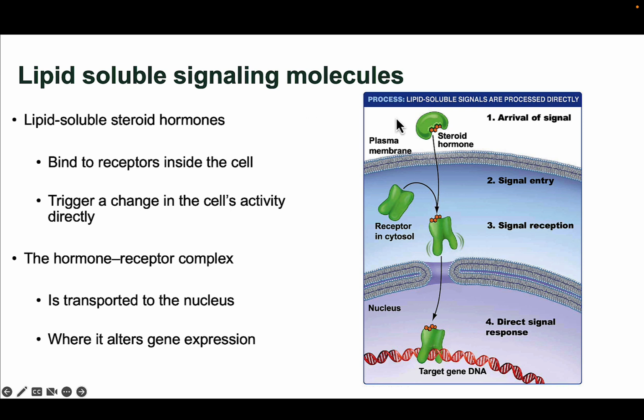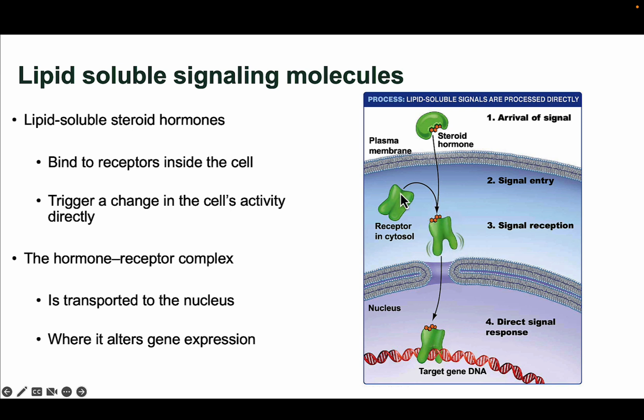And so here let's consider that this is testosterone, and this is carried through the blood, and it's attached to a protein, right? Because it's not very hydrophilic. But once it gets to the surface of the cell, that hormone can diffuse right through the plasma membrane. So stage 1 is the arrival of the signal, and stage 2 is signal entry, right? So this goes straight through the membrane, and it binds to a receptor in the cytosol.